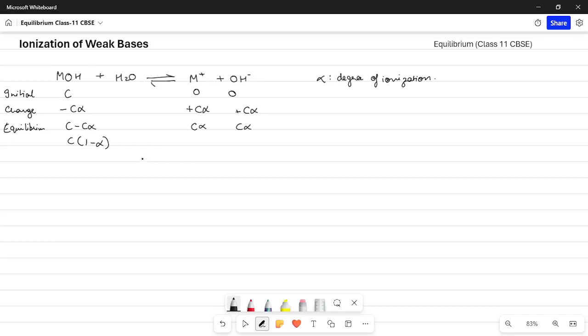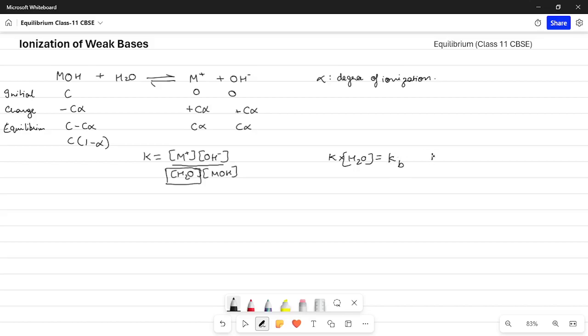So here you would have the value of K. K for this equation will be the concentration of M plus into the concentration of OH minus, and at this point I'm going to assume you know how to write the equilibrium equation, divided by H2O into the concentration of MOH. And similar to what we did for acids, water is in a higher quantity. So K into the concentration of H2O will be equal to Kb. That's the only difference. Here it is Kb.